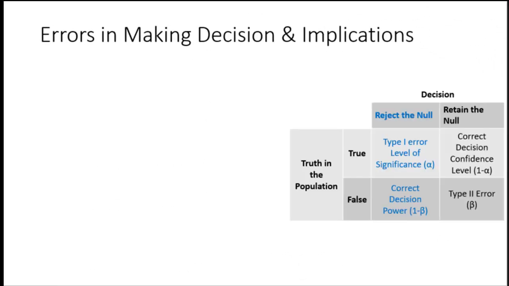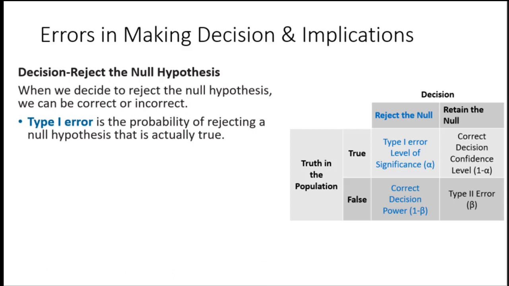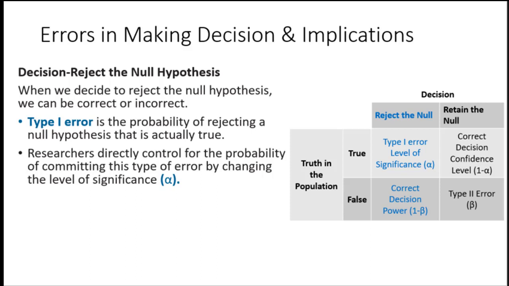In making decision related to the hypothesis testing, researcher can make two decisions, either to reject the null hypothesis or retain the null hypothesis. When the decision is to reject the null hypothesis, we may be correct or incorrect. Type 1 error is the probability of rejecting a null hypothesis that is actually true. This is denoted by the level of significance. Researchers directly control for the probability of committing this type of error by changing the level of significance.